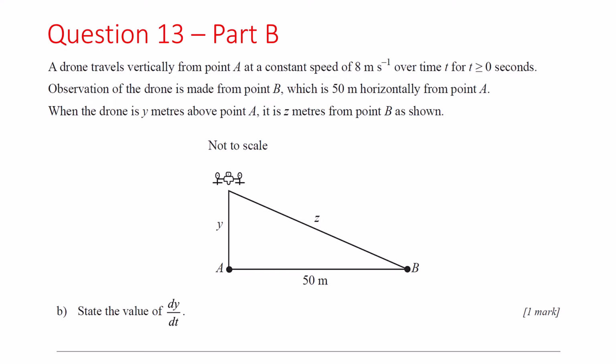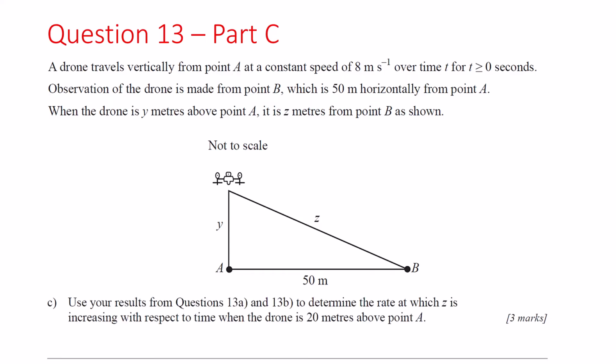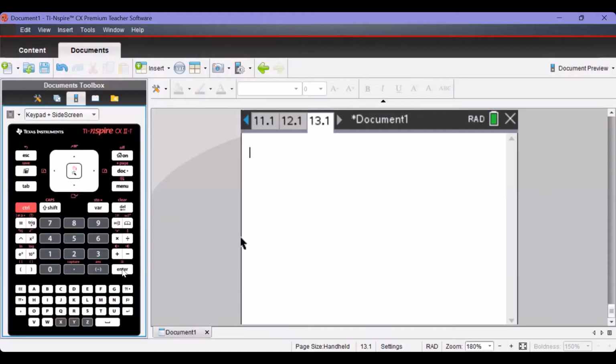And then we're asked to use parts A and B to determine the rate at which z is increasing with respect to time when the drone is 20 meters above point A. So what we need to do is find dz/dt, given that y equals 20, and we know that dz/dt is dz/dy times dy/dt. So let's form that expression and then substitute y equals 20 into it.